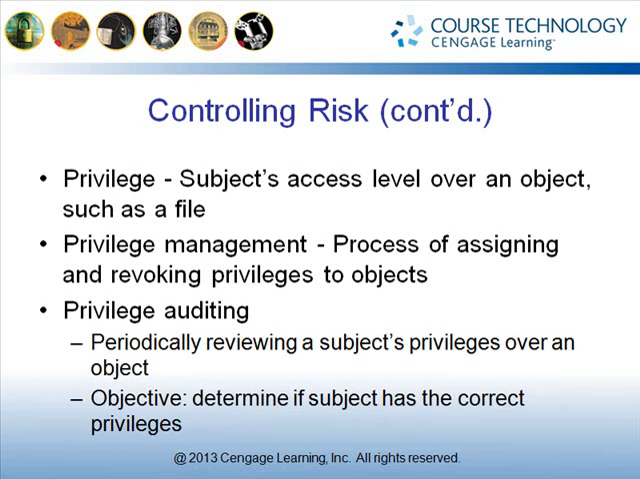Three of the most common strategies for controlling risk are what are known as privilege management, change management, and incident management. Let's begin by talking about privilege management. Again, a bit of a review. A privilege is a subject's access level over an object, like the user's ability, let's say, to open a payroll file. Privilege management, then, is the process of assigning and revoking privileges to objects. It covers the procedures of managing object authorization.